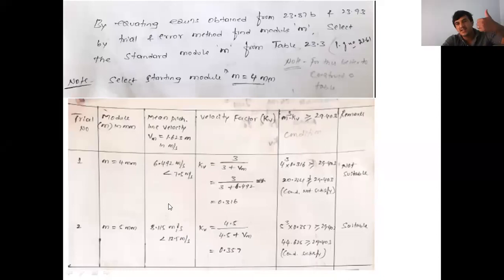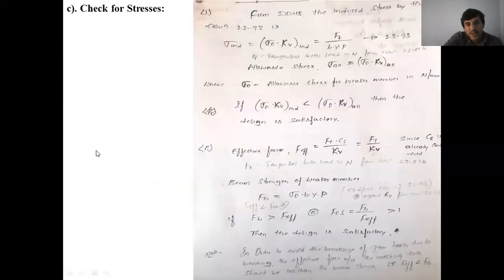So this is a design against static load. Once you select the module, how do you judge whether the module is suitable for the specification, right or wrong? How do you check? Then you will check the stresses induced in the gear teeth against a static load, whether it is safe or unsafe. Now the next slide is visible. Please check for stresses.